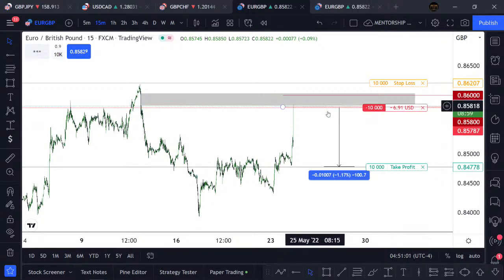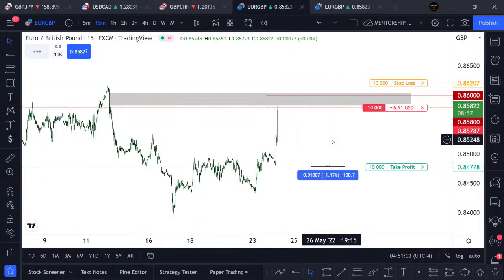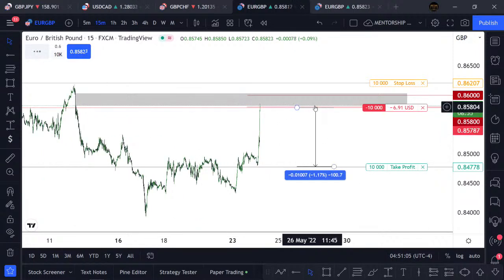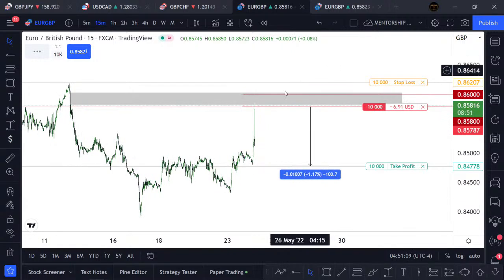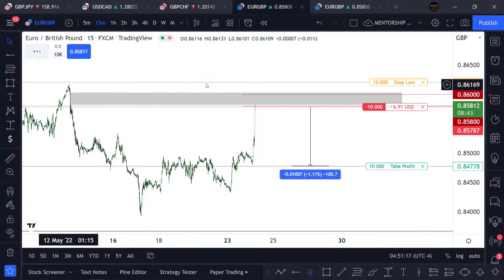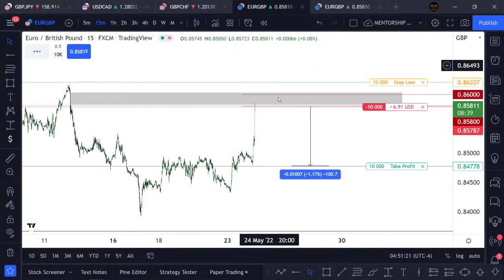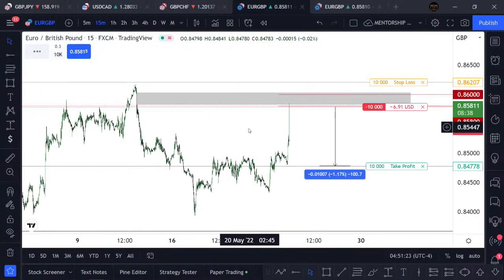Just a few pips more of retracement is okay. And up to the 0 level, which is also fine. But if it trades above this old high, I will be out. Okay, if it trades above this old high, I will be out, and I will be looking for opportunities to either go long or short.